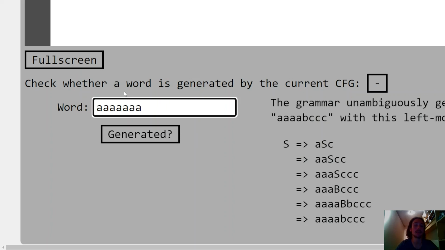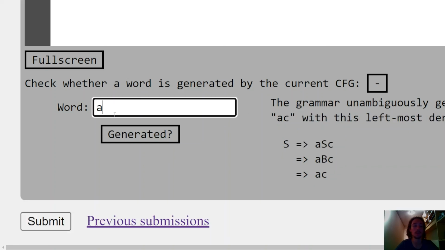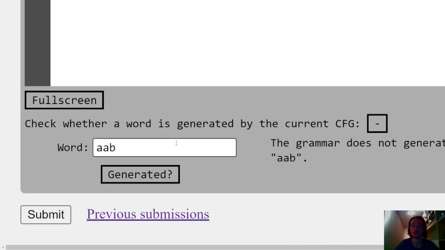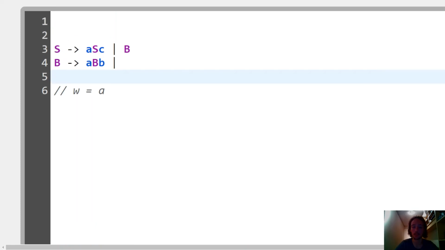You can have something like this. We have a total of 7 A's. So I have 1, 2, 3, 4, 1, 2, 3. This is also a valid word. The word AC is also a valid word, like so. AB also. But if you have something like AAB, this is not valid, so we cannot generate this word. And in the same way, if you have something like this, it won't be generated. We only generate the words that belong to this language.